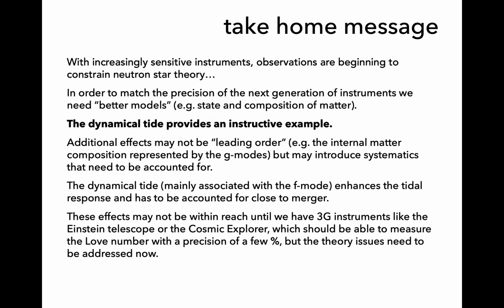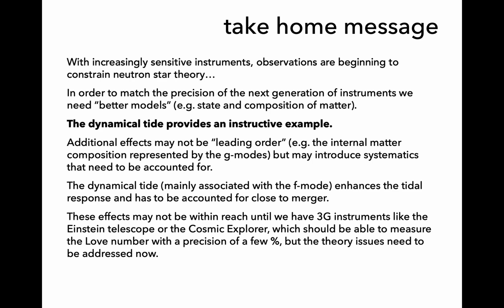So that's pretty much it. What's the take-home message? Well, as we improve the sensitivity of interferometers, we're beginning to constrain neutron star theory. But if we really want to dig deeper into the physics, then we probably need third generation instruments where we expect to be able to observe, in lucky, fortunate cases, things like the tidal deformability and the love number with a precision of maybe a few percent, which is where these effects I've talked about come into play.